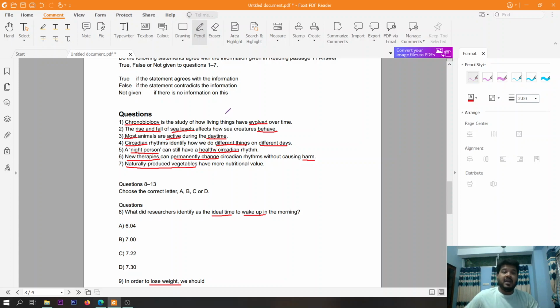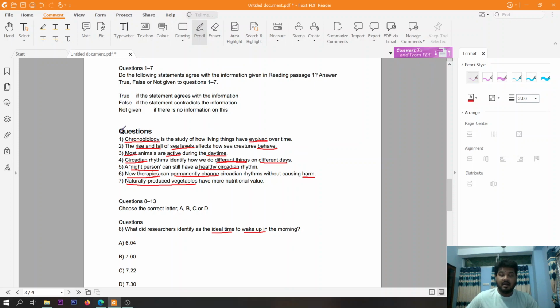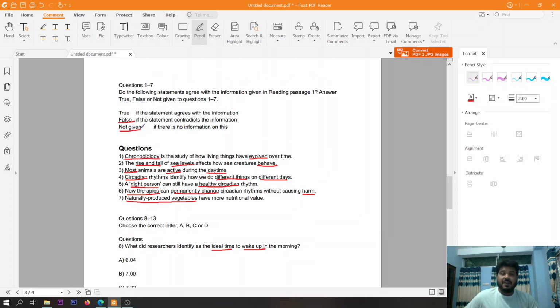So let's get started. Now, as I mentioned, we are going to start with true, false, not given questions first. One of the primary problems that students generally tend to face in this particular question is the difference between false and not given. If you look closely here, it says that if the statement contradicts the information, we give it false. But if there is no particular information given about that particular question or topic, then we write not given.